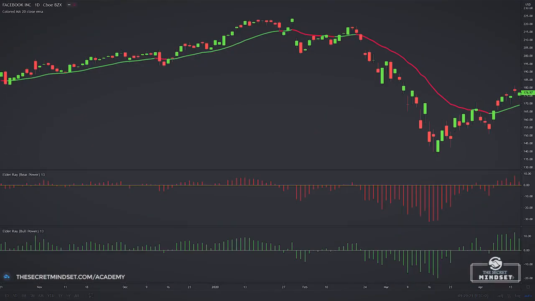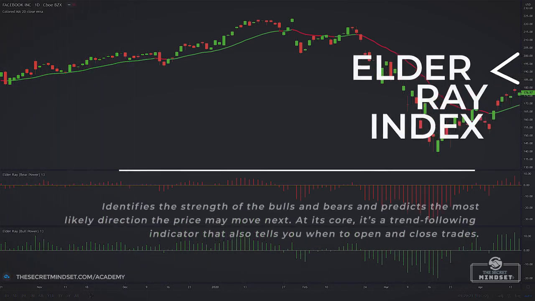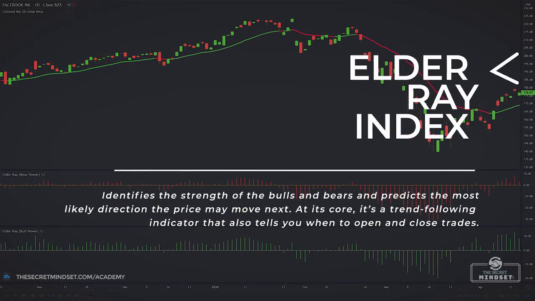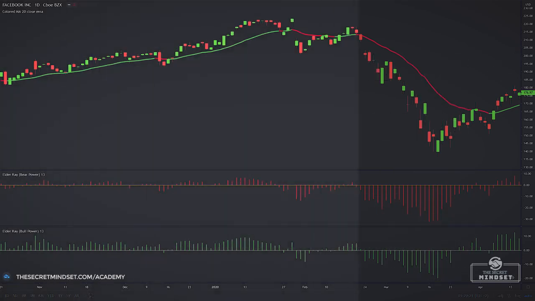The Elder Ray Index is quite easy to use once you understand how to read the various components. With the indicator, you can identify the strength of the bulls and bears and predict the most likely direction the price may move next. At its core, it's a trend following indicator that also tells you when to open and close your trades.